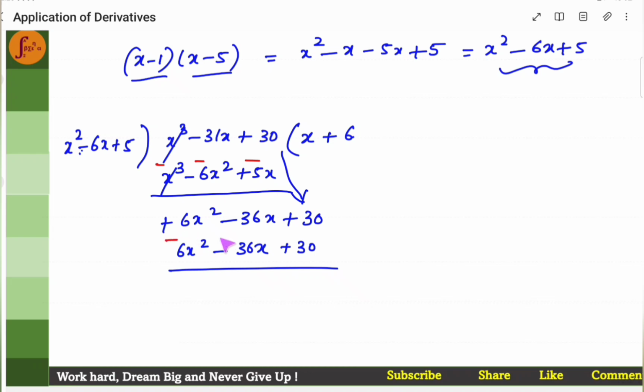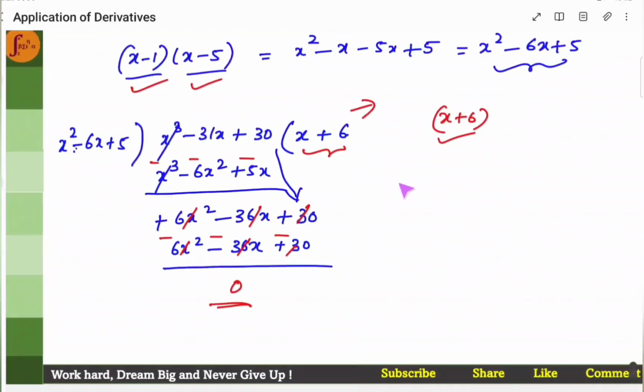Now I'll subtract. This will get cancelled. This will get cancelled. This will get cancelled. I'm left with 0. So remainder is 0. So what did I get here? x plus 6. So this is my next factor. So now we have three factors here, right? x minus 1, x minus 5 and x plus 6.